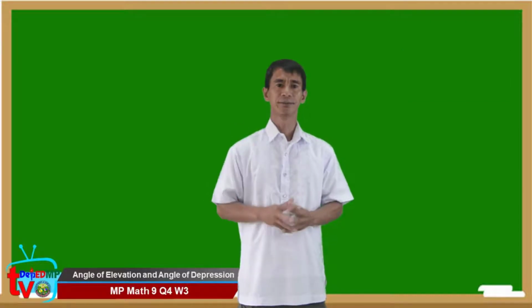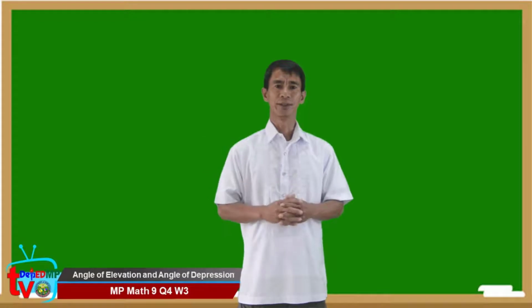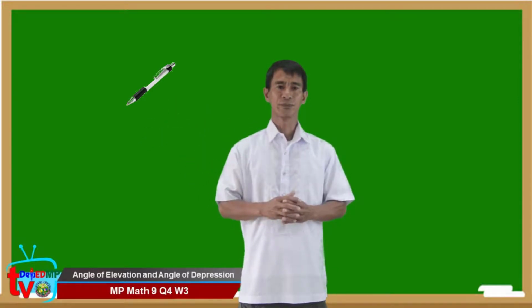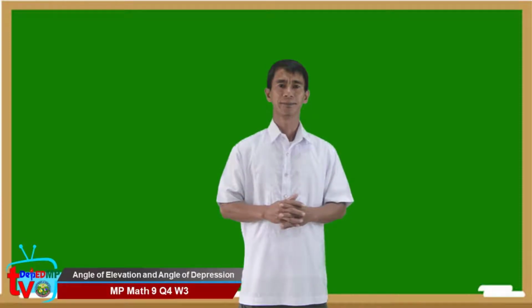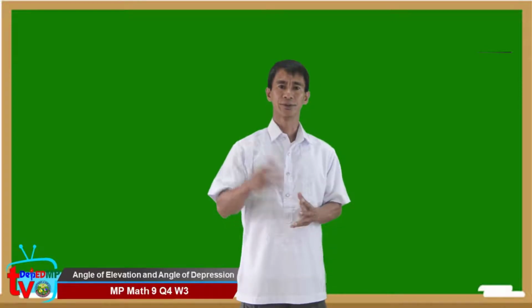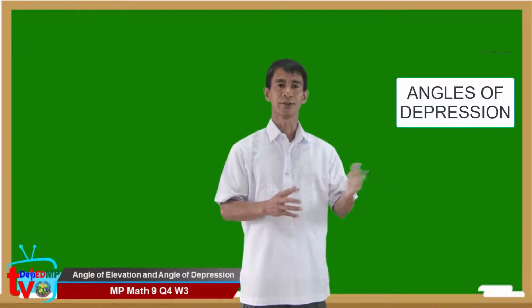Are you ready? Join me then as we continue to apply, explore, and experience what Mathematics 9 has to offer this fourth quarter. Get your pen and your answer sheet and let's get working. Our objective for this week is you must be able to describe the angles of elevation and the angles of depression.